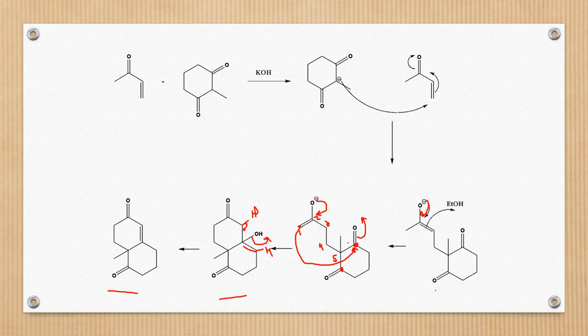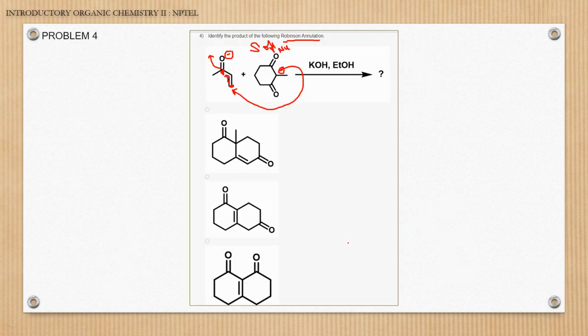Yes, ma'am. Okay. So that is how you will get this compound. So now tell me which is the correct option. Option 1. Fine. So option 1 is the Option B. Sorry, one second. Yeah, option B.